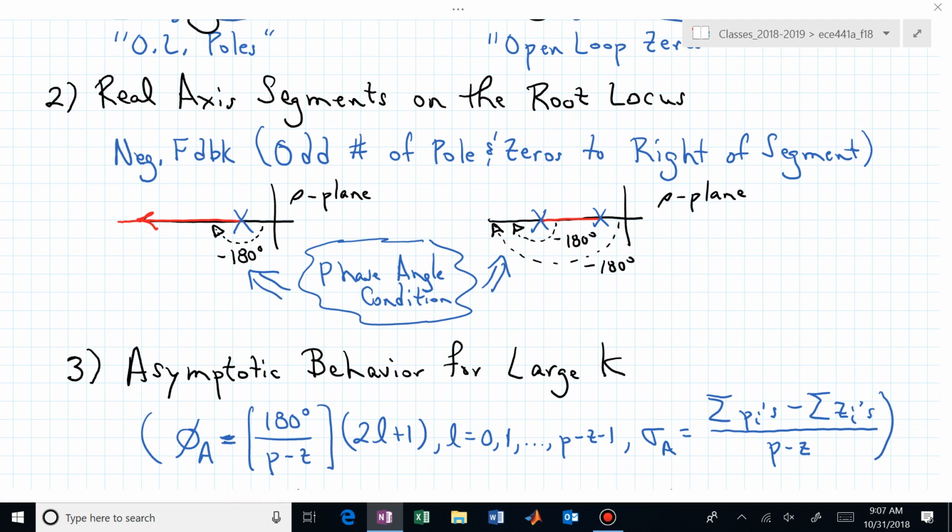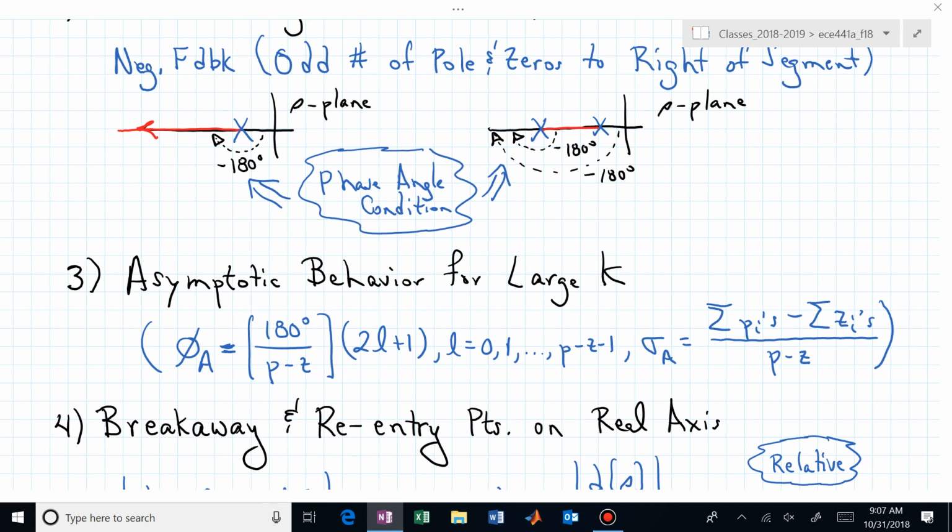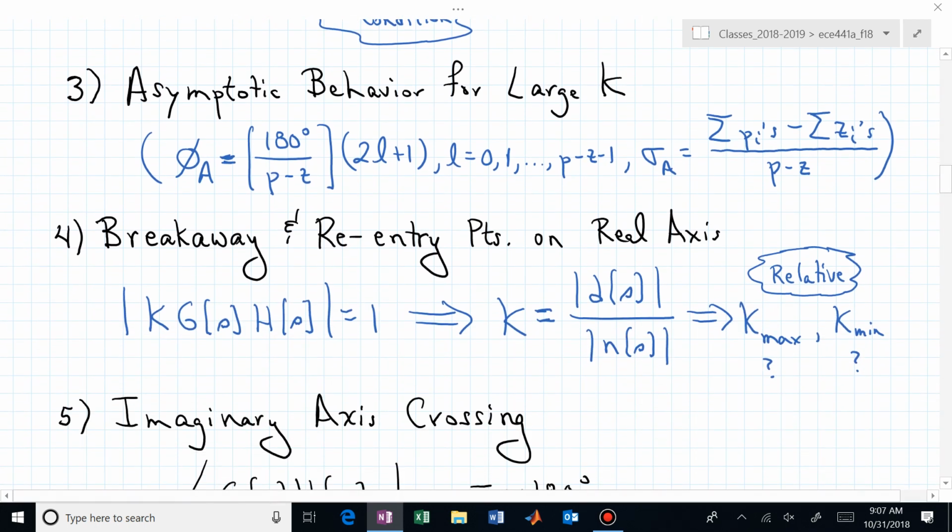You know how to cut your bread. That's rule number 2. That's which line segments on the real axis belong to the root locus, and that you can find by simply standing at a root locus location on the real line and counting the poles and zeros to your right. If you have an odd number to your right, then that's a branch, or that's a segment of the root locus. The asymptotic behavior, you can find the angle and where it's centered by these expressions.